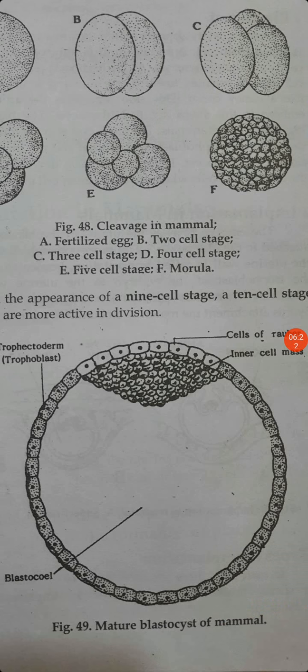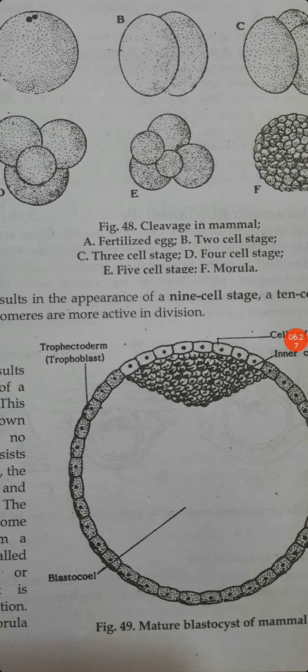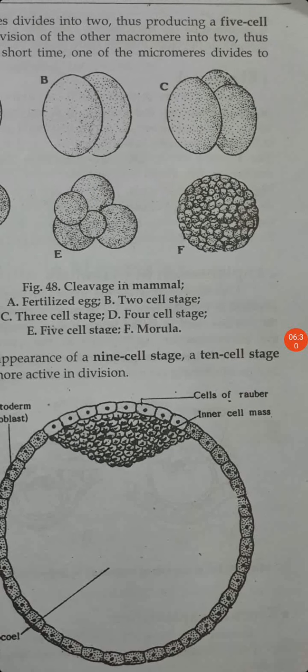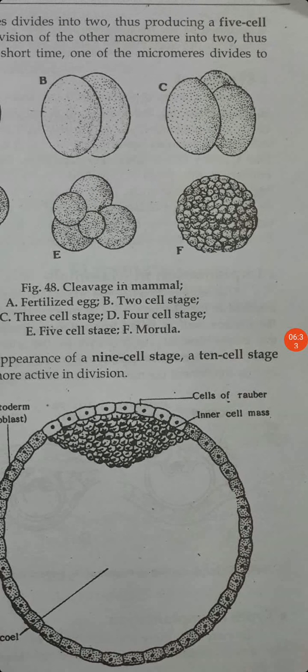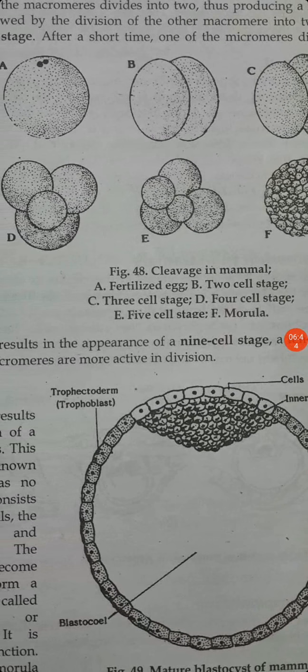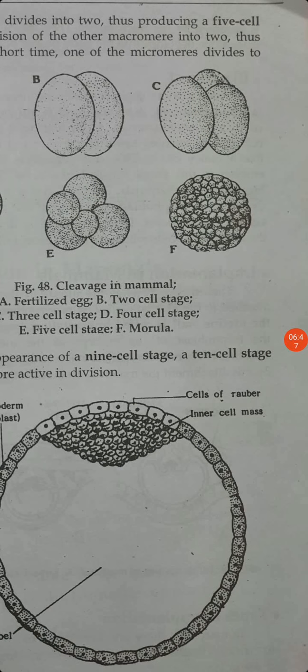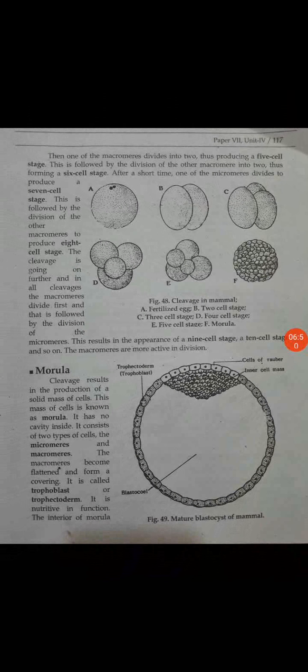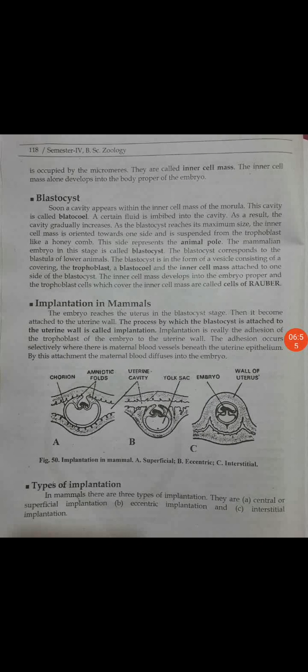The blastocyst is in the form of a vesicle containing a covering, that is the trophoblast. See the diagram. Then the blastocoele cavity and the inner cell mass attached to one side of the blastocyst. So the inner cell mass develops into the embryo proper, and the trophoblast cells which cover the inner cell mass are called cells of Rauber. So the trophoblast is also called cells of Rauber. Up till now, this development is taking place inside the oviduct. Now, the next process, that is implantation in the uterus.